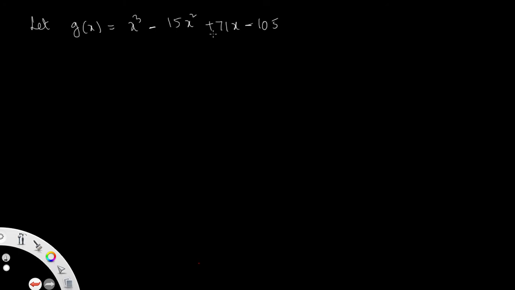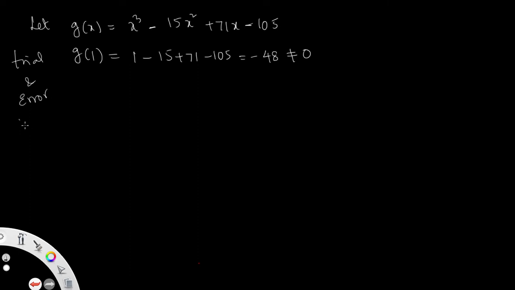Then substitute by the trial and error method: 1 minus 15 plus 71 minus 105. Does it become 0? I think not. Let us check once again: 72 minus this one becomes minus 48, which is not equal to 0. So we go on with the trial and error method.